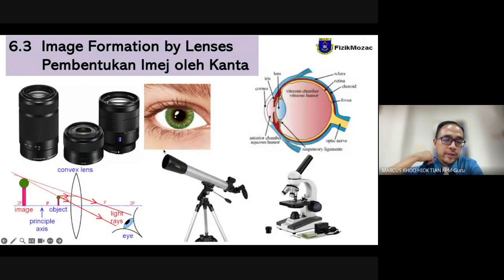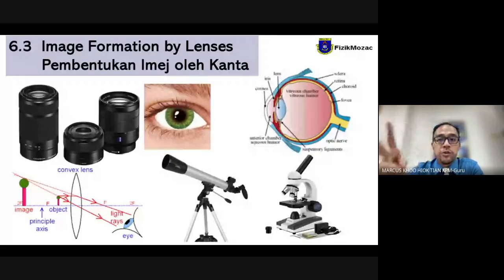So today we're going to talk about the image formation by lenses. When you talk about light and optics, one of the main things we need to think about is the lens. Two main things, actually: one is the lens and the other is the mirror. A lens allows light to pass through, whereas the main function of a mirror is to reflect light.